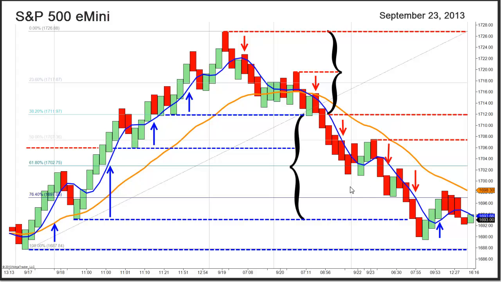During today's session, the S&P initially held support at Friday's low. Price auctioned up off the low and traded back at or near the late in the day retracement level on Friday, at or near 1707, 1708.